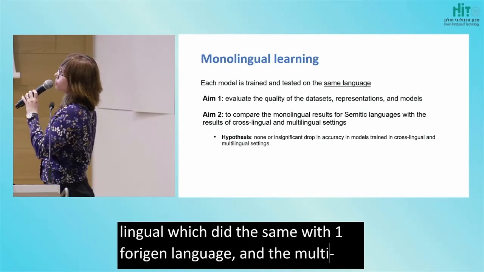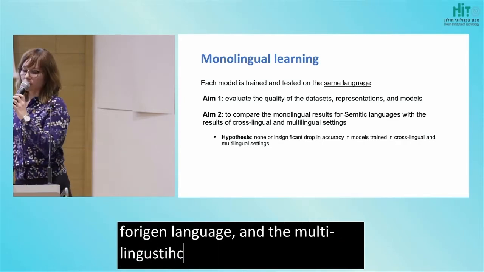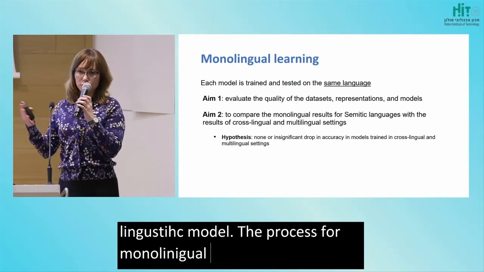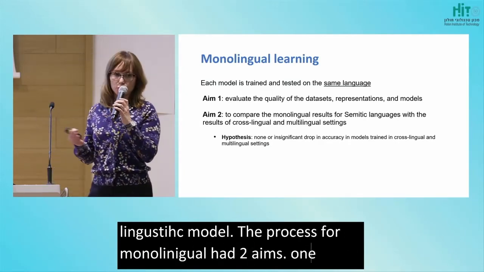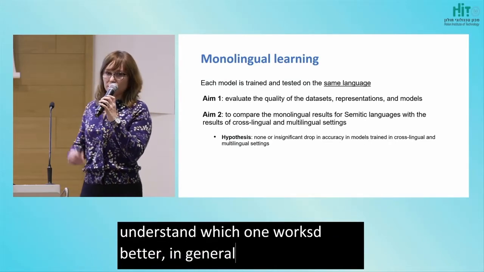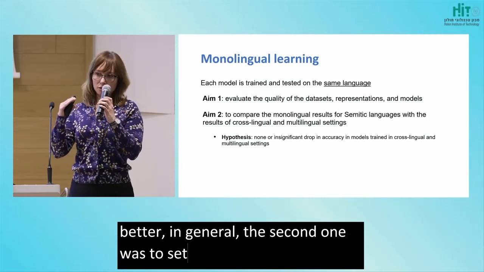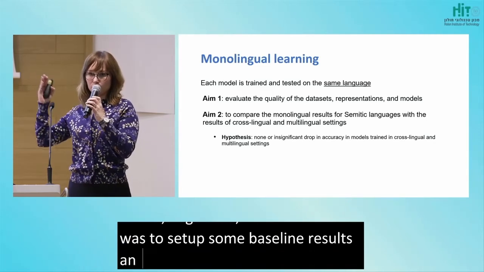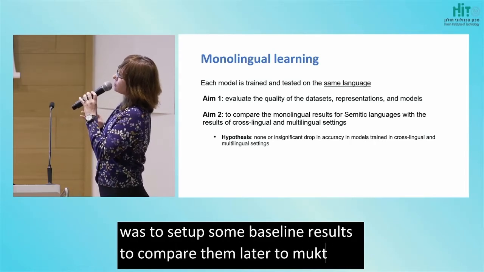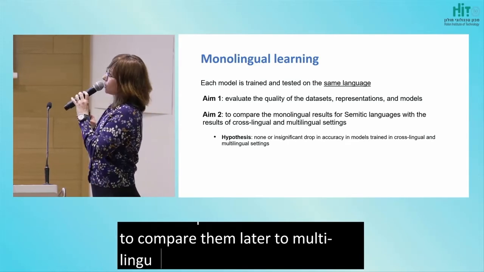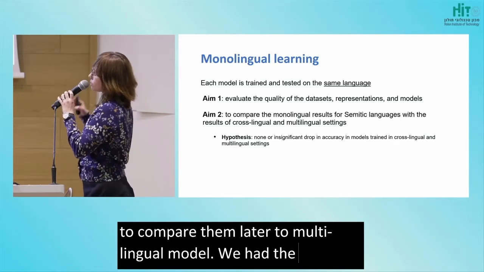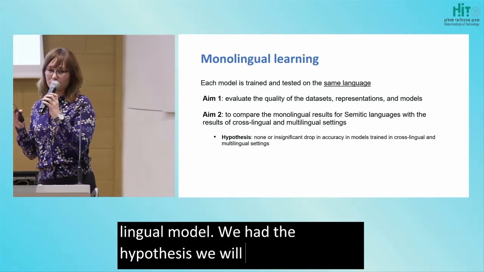So the purpose of monolingual learning was actually twofold. One is just to compare between different representations, different models, just to understand which one works better in general. And the second one was to set up some baseline results in order to compare them later to multilingual and cross-lingual scores. So we hypothesized that we will observe none or insignificant drop in accuracy in models trained in cross-lingual and multilingual settings. Actually, it was our hope.